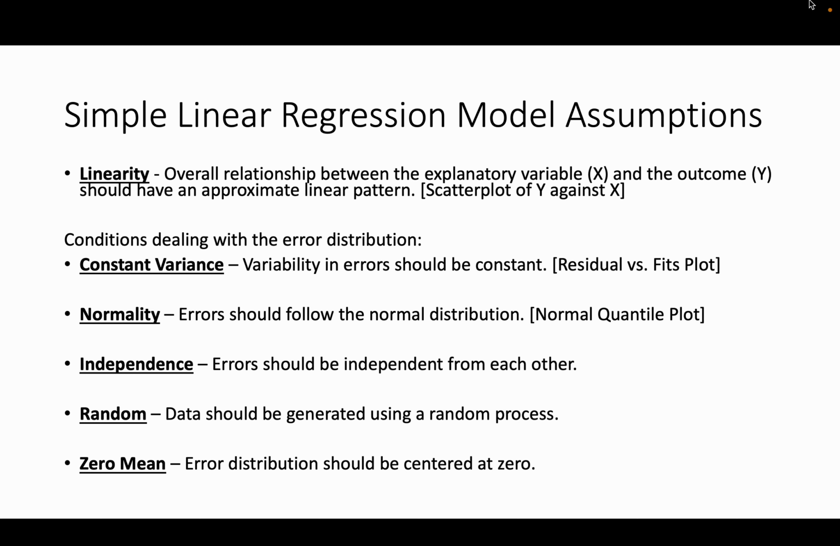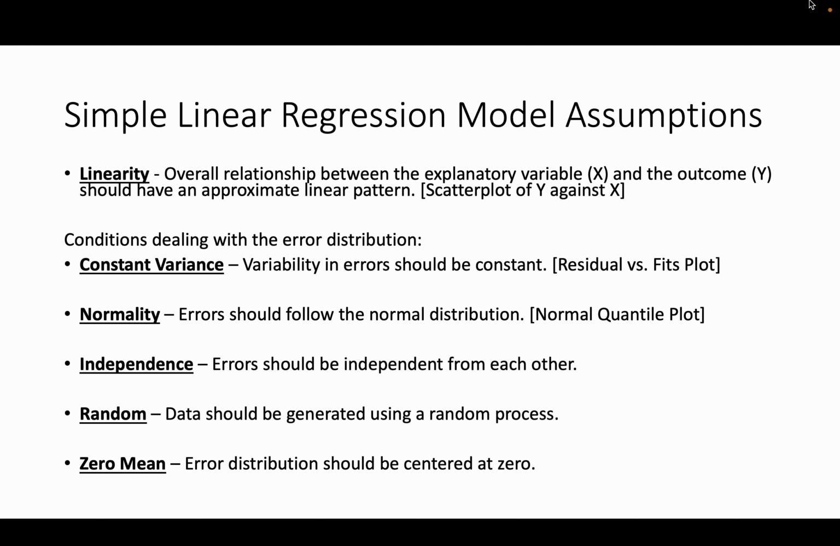The next 5 conditions deal with the error distribution. So the constant variance condition entails verifying that the variability in the errors is constant. This condition is also known as the equal variances or the homoscedasticity assumption. This is assessed using a residuals versus fits plot.